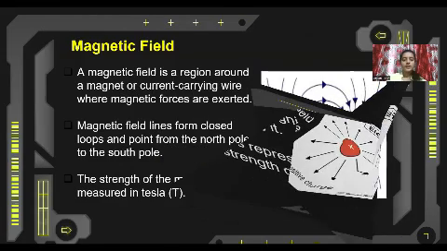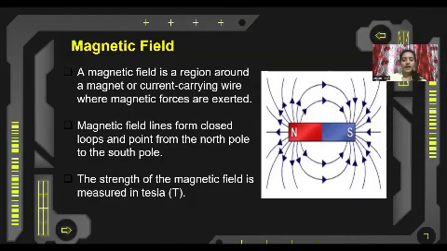Magnetic field. It is a region around a magnet or current-carrying wire where magnetic forces are exerted. From this image, we can easily observe the magnetic field lines connecting from the North Pole to the South Pole in the form of a closed loop. The strength of the magnetic field is measured in Tesla, denoted by the symbol T.